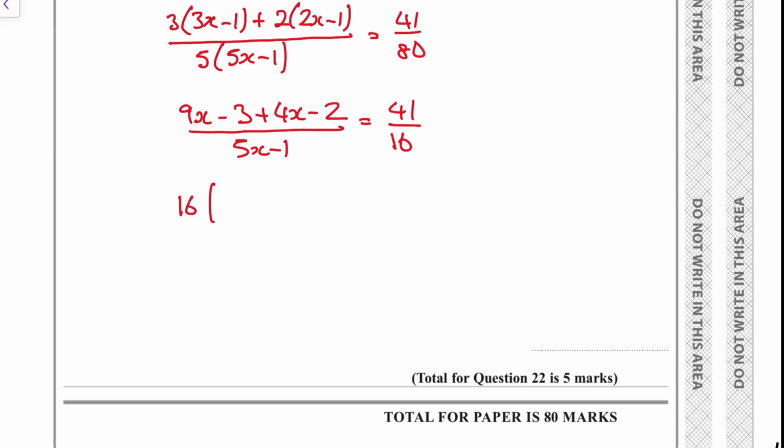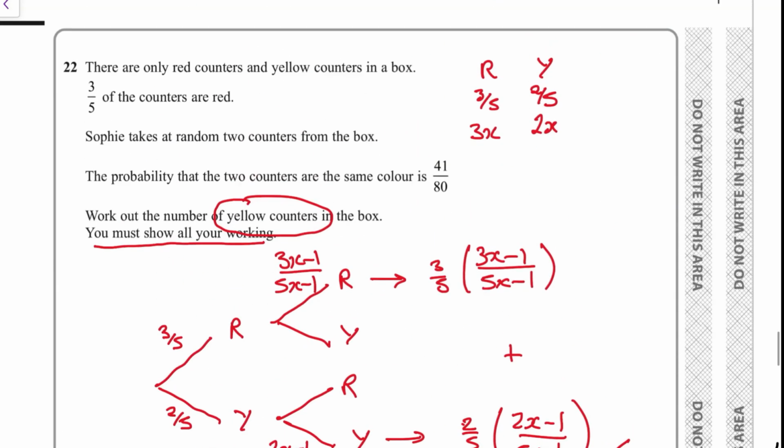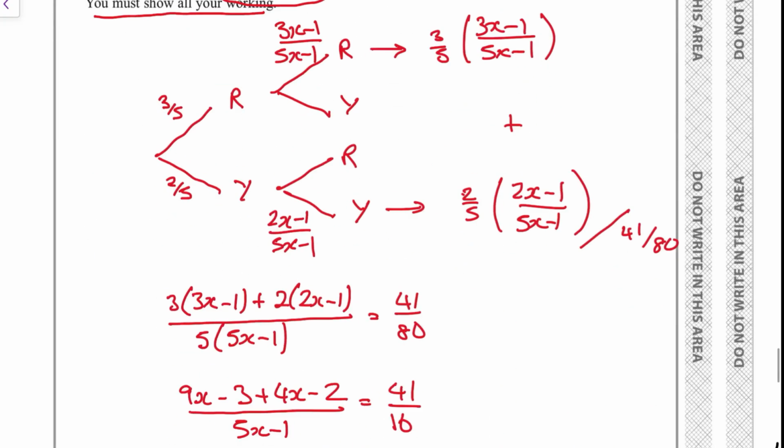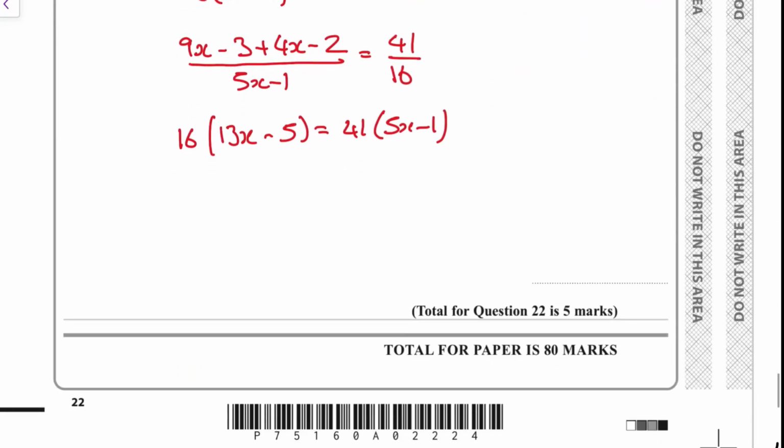I'm going to multiply 16 by 9x plus 4x, which is 13x, and minus 3 minus 2 is minus 5. And 41 times (5x minus 1). Now, as an aside, this isn't going to be a quadratic, is it? It's 1x, there's no squares, it's going to cancel out. And before I carry on any further, I have to get a nice integer answer, otherwise I will have the wrong answer, because I know that that's the number of yellow counters and that's the number that I need. So let's now expand.